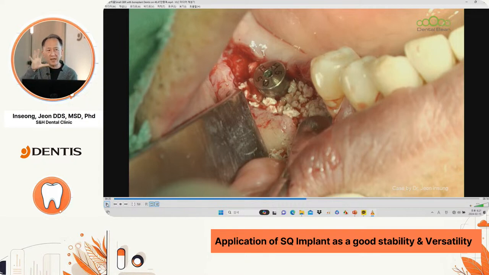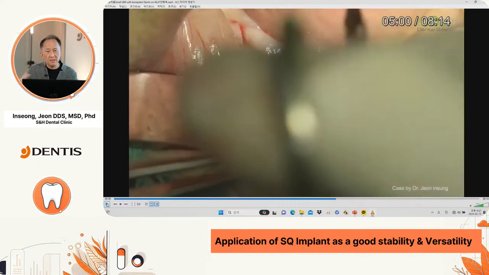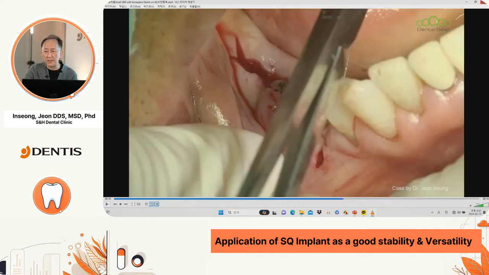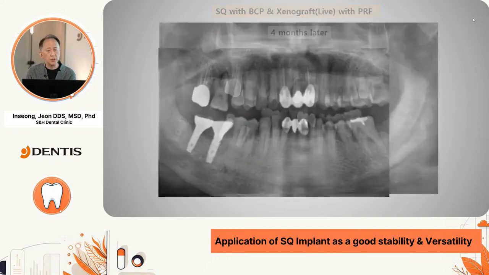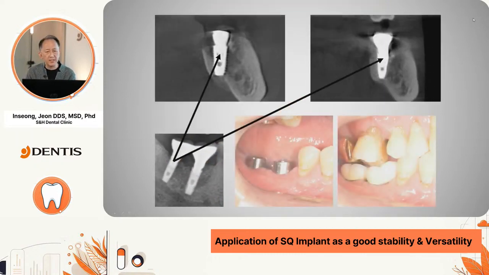So your GBR concept totally changed. You don't have to use autogenous bone. No allogenic, only xenograft is okay. And then the healing cap. And then just a non-submerging GBR here. So I placed 2 SQ implants. The result is good. Let's check by the cone beam CT.